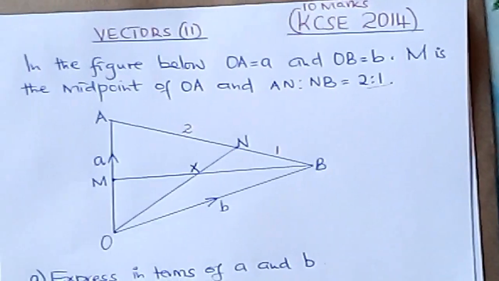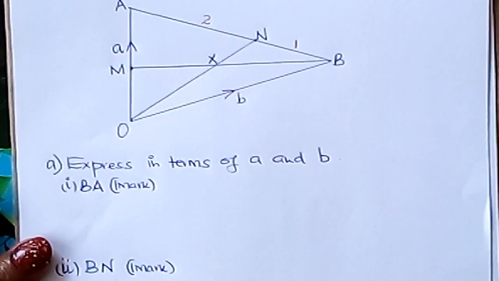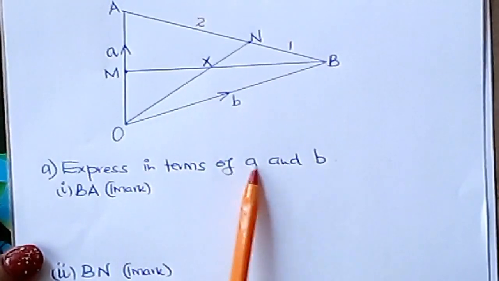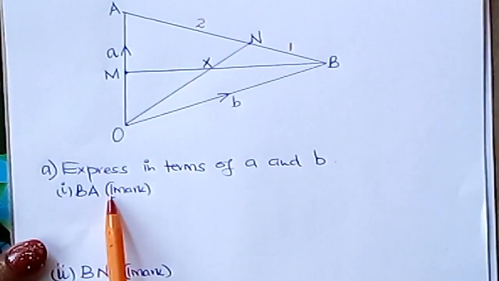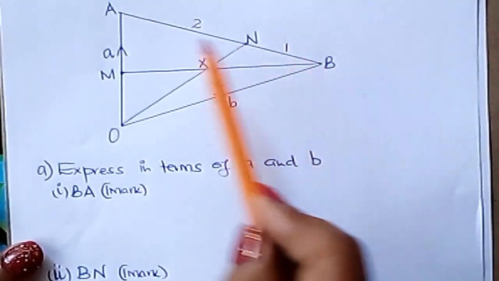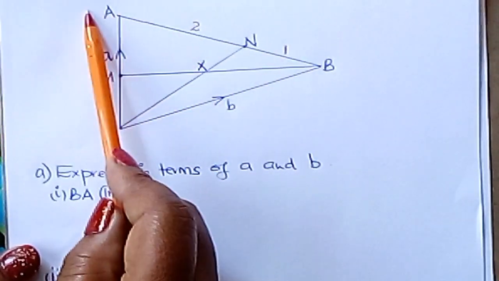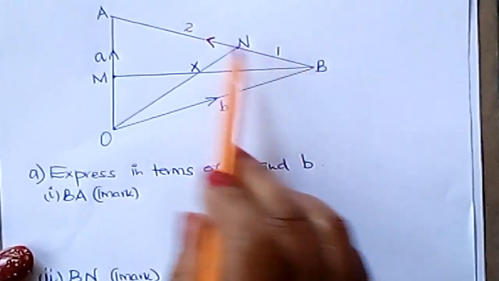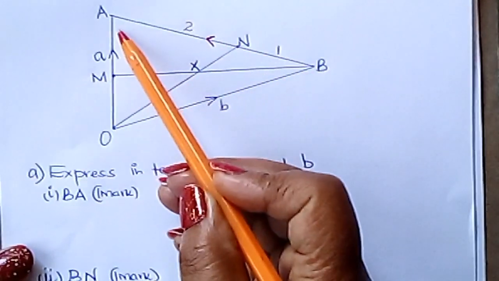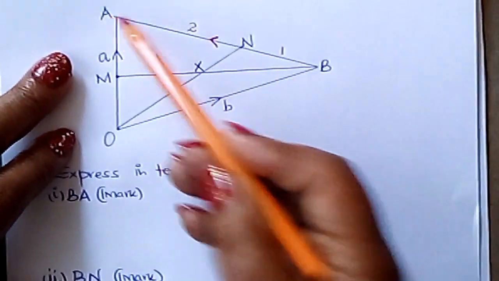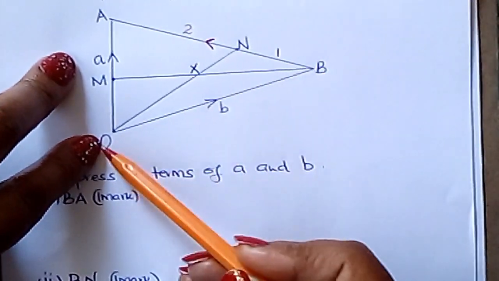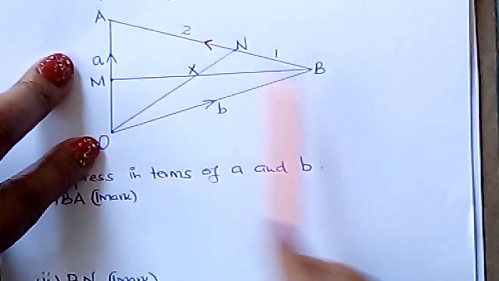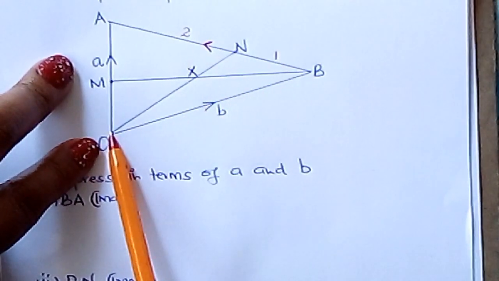Good. After that, you go to the questions, learner. You are told, express in terms of A and B, vector BA. What is vector BA, learner? Look at this vector here. You can even put an arrow for you to see it clearly. You imagine you are moving from B to A. It is the same as moving from B to O and then O to A. Vector BA is the same as BO plus OA.